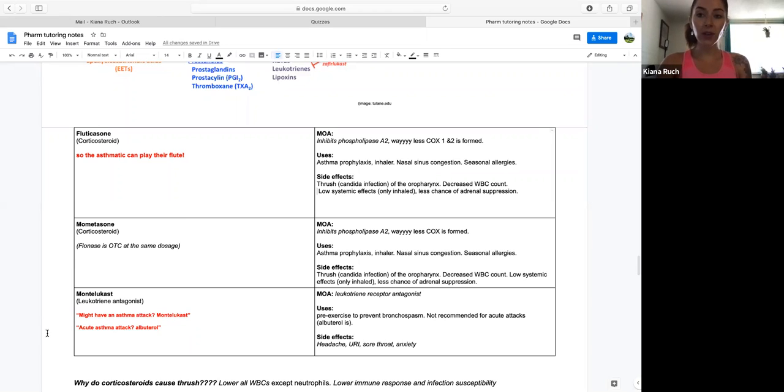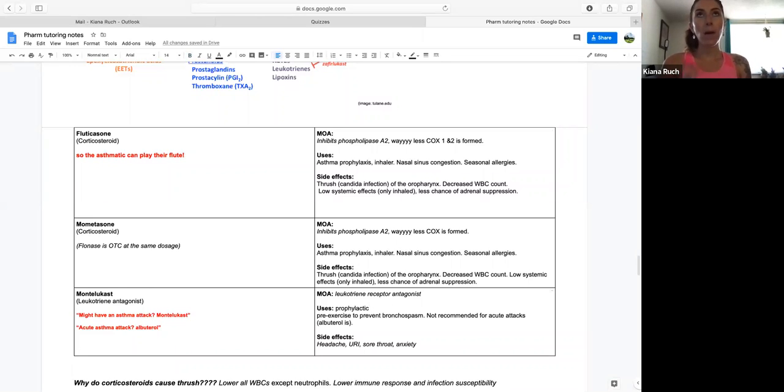The last drug we're going to learn for eicosanoids is Montelukast. This is a leukotriene receptor antagonist. So it's blocking the leukotriene receptor, so then the body has less of a response. So why do we use Montelukast? It can be used pre-exercise to prevent bronchospasm, but it's not recommended for acute asthma attacks. So this is kind of prophylactic. You'll take it before you think you might have an asthma attack.